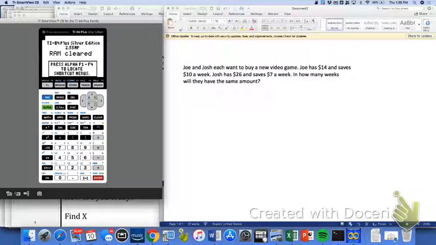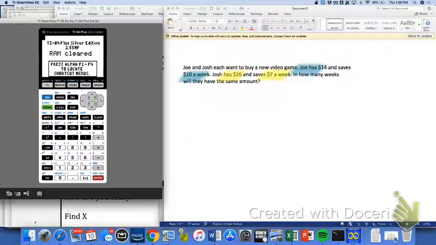Okay, so the situation involves Joe and Josh, who each want to buy a new video game. It looks like Joe currently has $14 and saves $10 a week, whereas Josh has $26 and saves $7 a week. So you can tell from the context that Josh starts out with more money, because he starts out with $26, whereas Joe only has $14, but he's saving a larger amount of money every week. So eventually, Joe's going to catch up with him, right?